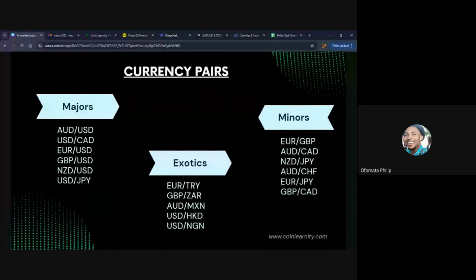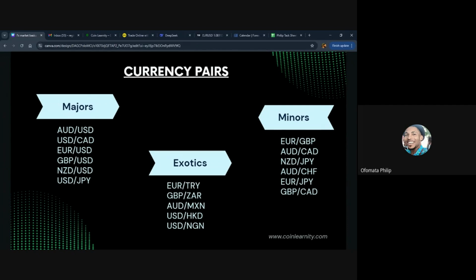Countries like Australia, Canada, the Eurozone, the United Kingdom or UK, New Zealand, and even the Japanese yen and China. All right, these are major countries we have in the world because they actually focus on international transaction, importation, exportation, and the rest of them. And that is why there is a lot of liquidity behind these major currency pairs.